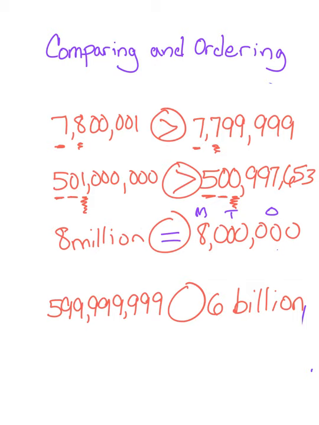Okay? The next one. A little bit harder to maybe determine. The first one says, well, if you can't read it, you should be able to though. But we should know this is the ones, the thousands, and the millions. So we should know right away, just looking at these two, that this one right here is larger because it says billion. And billions are bigger than millions. Okay, so we would put our sign this way. And we would read this as 599,999,999 is less than 6 billion.